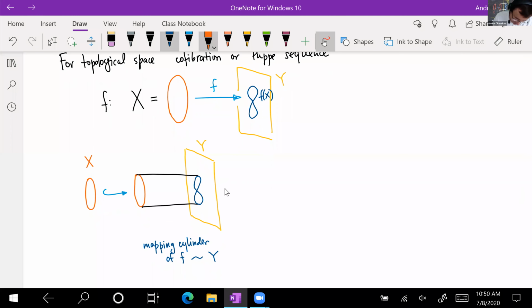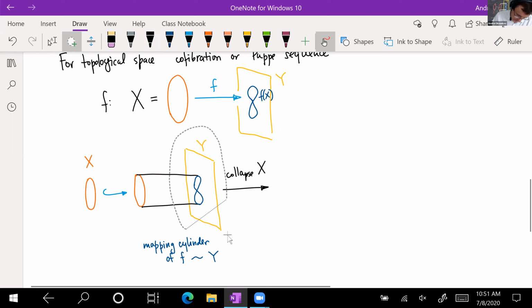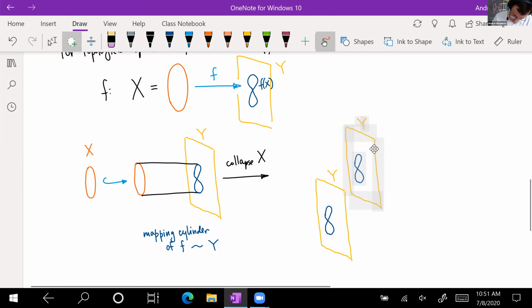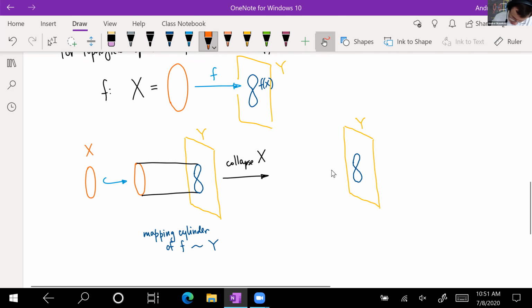And now that we have that, we can mod out by X. We can safely collapse X. So we collapse. And so then what would happen? We collapse the image of this map, right? So this means that instead of a cylinder, we get a cone. The cone is still a cone over X, so it looks like that. And so this is the cone of this map.